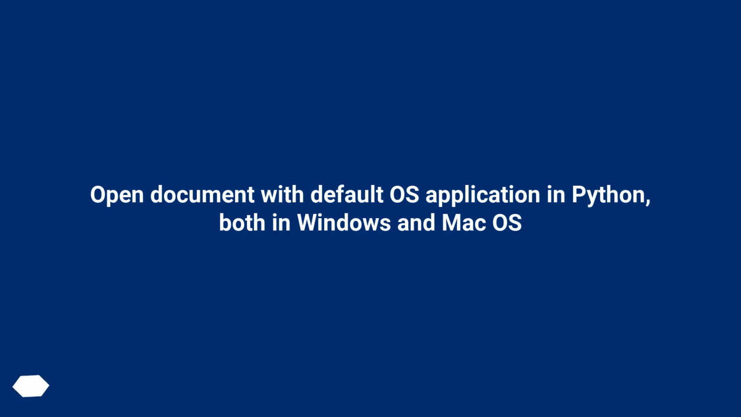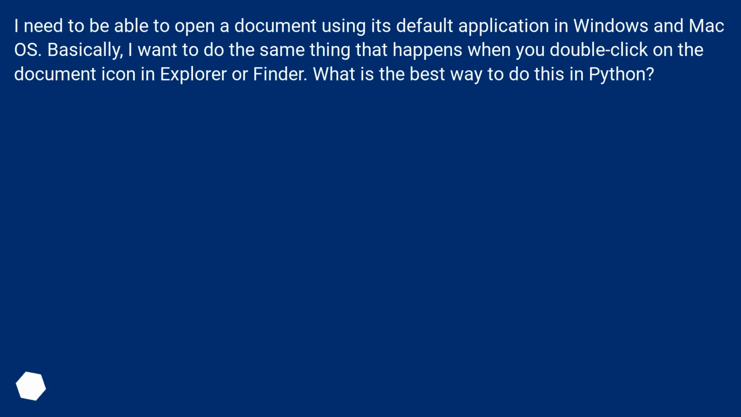Open a document with the default OS application in Python, both in Windows and macOS. I need to be able to open a document using its default application in Windows and macOS. Basically, I want to do the same thing that happens when you double-click on the document icon in Explorer or Finder. What is the best way to do this in Python?